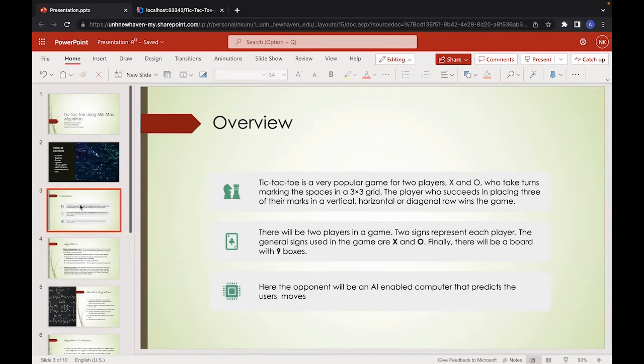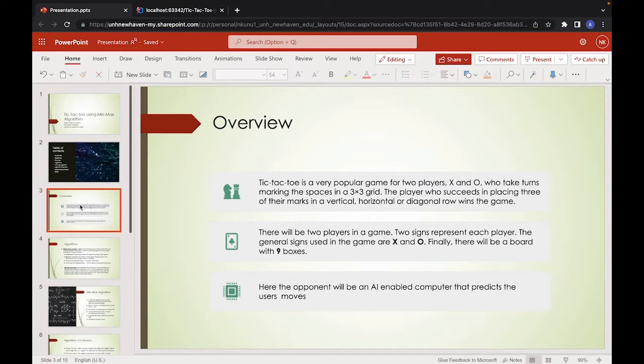So basically I'll be explaining what a tic-tac-toe game is. It is a 9 grid game which is played between two players. Here we'll be playing against the computer, which is considered the artificial intelligence, which makes the optimal moves while you're playing the game.